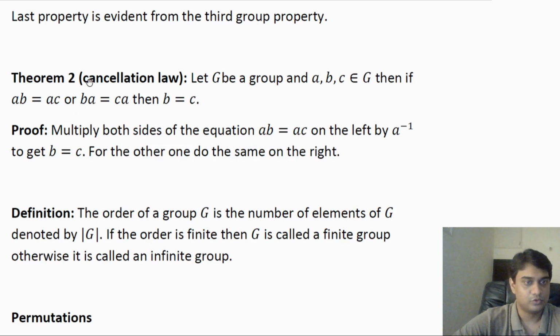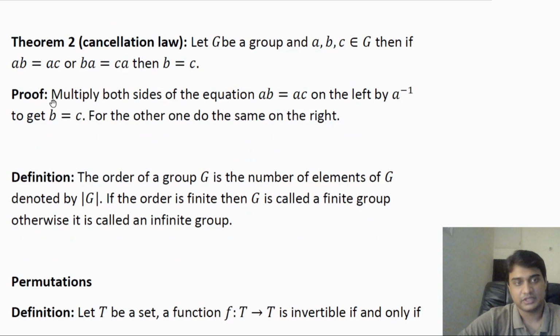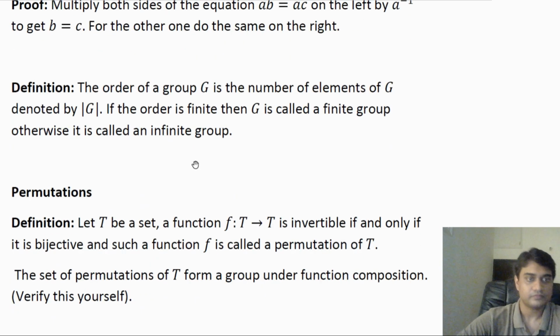And to prove the equation BA equals CA, you can do it yourself. The same thing, which is multiplication by the inverse. We have to multiply both sides of this equation, BA equals CA, by A inverse on the right. Right? You get B equals C again. So it's quite simple.